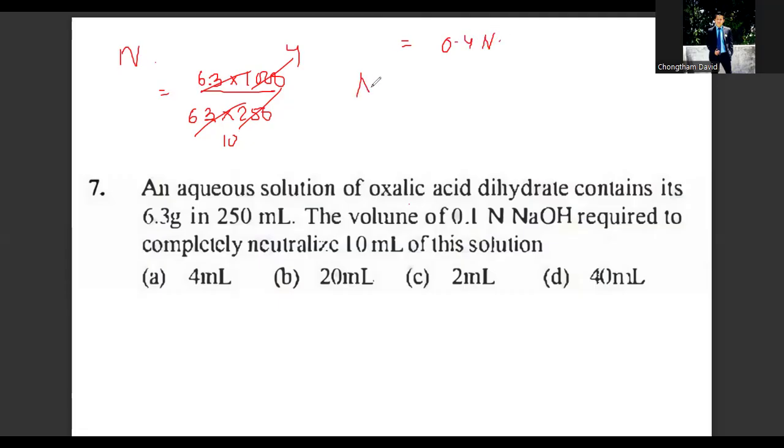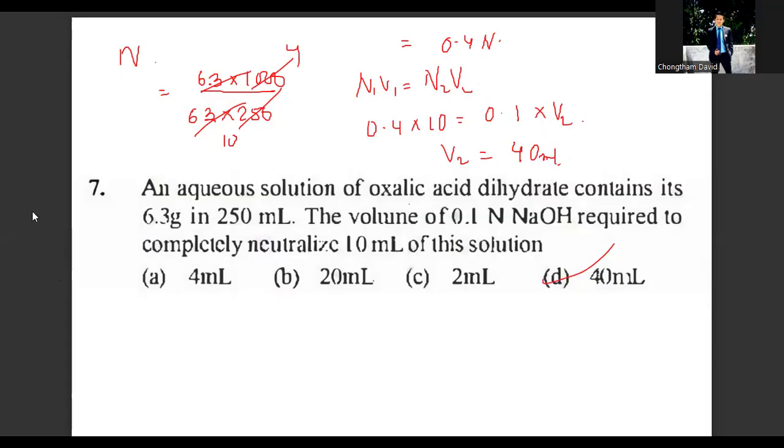Now from the normality equation, N1 V1 equals N2 V2. So simply substitute the values: N1 V1 equals 0.1 into volume. So what is the answer? Volume will be equal to 40 ml. So D would be the answer for question number 7.